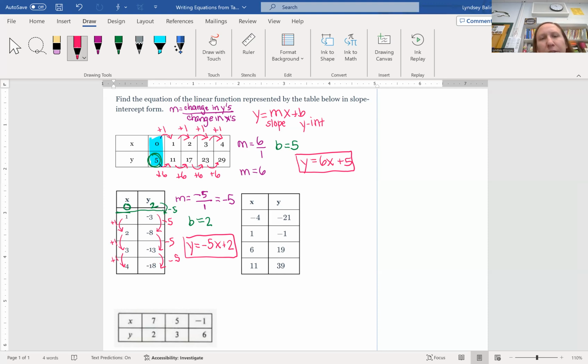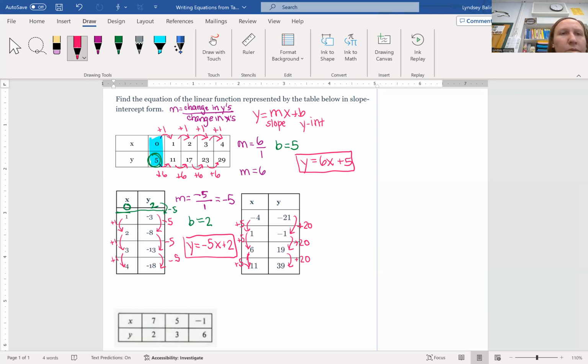Okay, my next table, so -4 to 1 is going up 5. 1 to 6 is up 5, and 6 to 11 is also up 5. Oh boy, so we got -21 to -1. That's a big jump. So our numbers are increasing, and it looks like they increased by 20. So then -1 plus 20 is 19, and 19 plus 20 is 39.